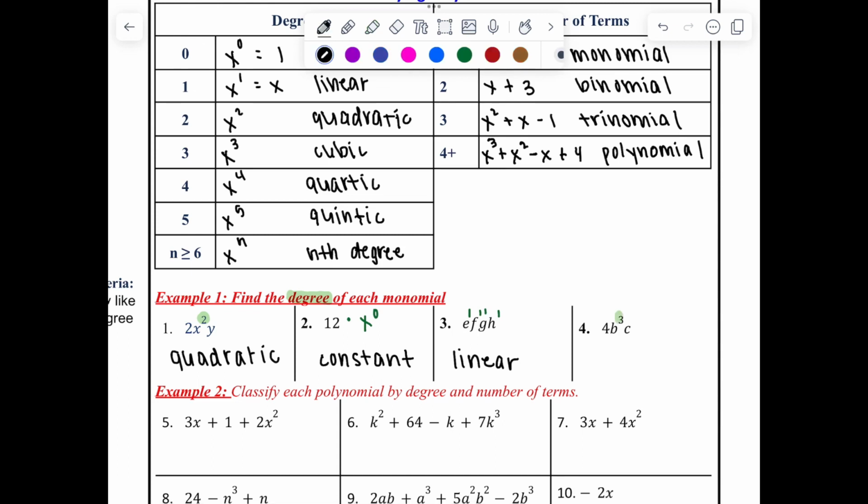All right, number 4. Number 4 says 4b to the third c. The only exponent you have is 3, and that leads to a cubic function.